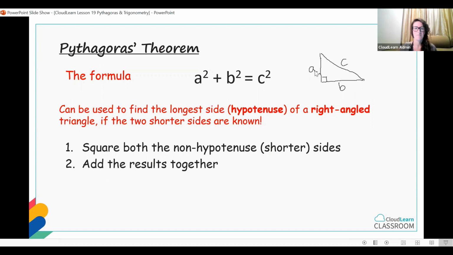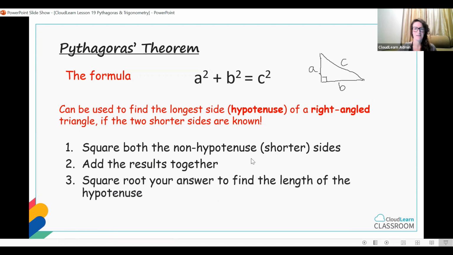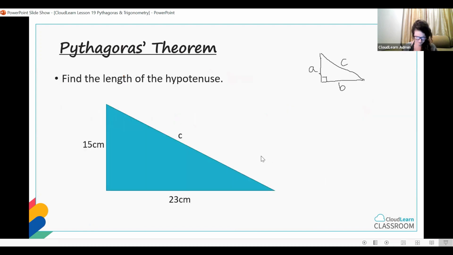So we square both of the non-hypotenuse sides, add them together, and then the answer is going to be the square of the length of the hypotenuse. Okay, so we did manage to put that in practice for one question last week. Let's have a quick go at that just to remind ourselves.